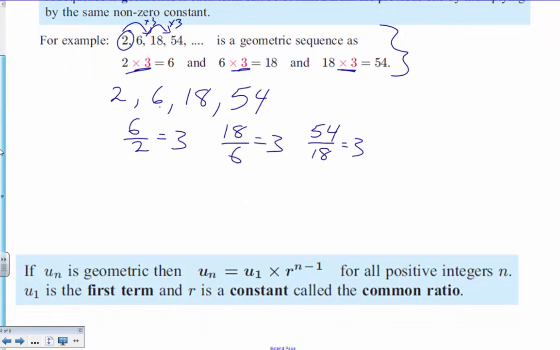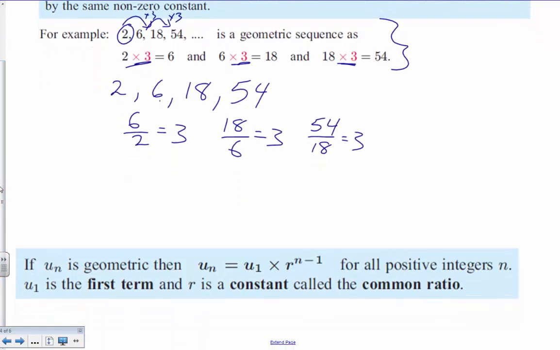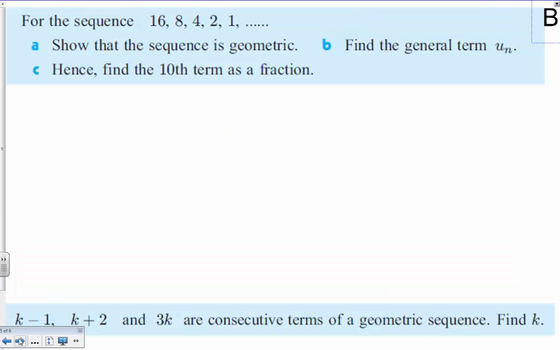Now, we have a general form. Once we're able to figure out that it's a geometric sequence, we have a general form of un equals u1 times r to the n minus 1. r is your common ratio. So this is r. Same idea, n and n minus 1 are based on the term in the sequence. So quickly we'll move on to an example.